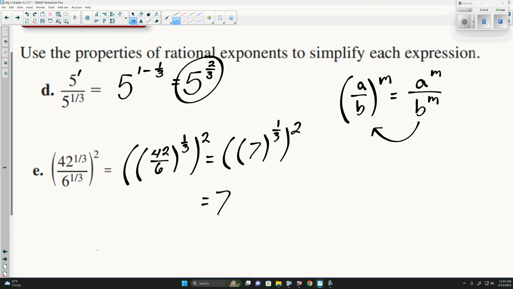And to finish this off, we just multiply our exponents back together. So we have 1 times 1/3, which is just 1/3, times 2 is 2/3.